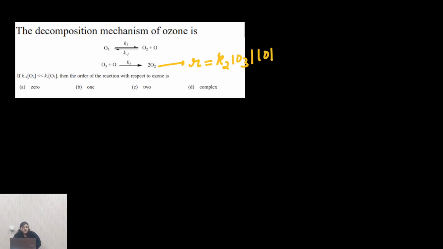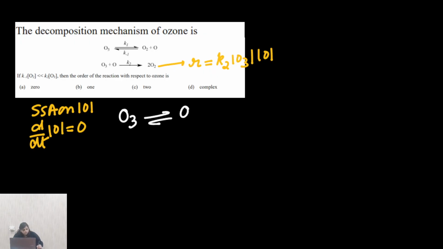Now here the O that I am having is the intermediate. So SSA has to be applied so that we can eliminate it from the final rate expression. So we have to apply SSA on the O. For this we need d by dt of this O equal to 0. For this, considering the equations, O3 is in equilibrium, giving us O2 plus O, with K1 and K inverse. O3 is giving us O2 plus O with the rate constant K1.